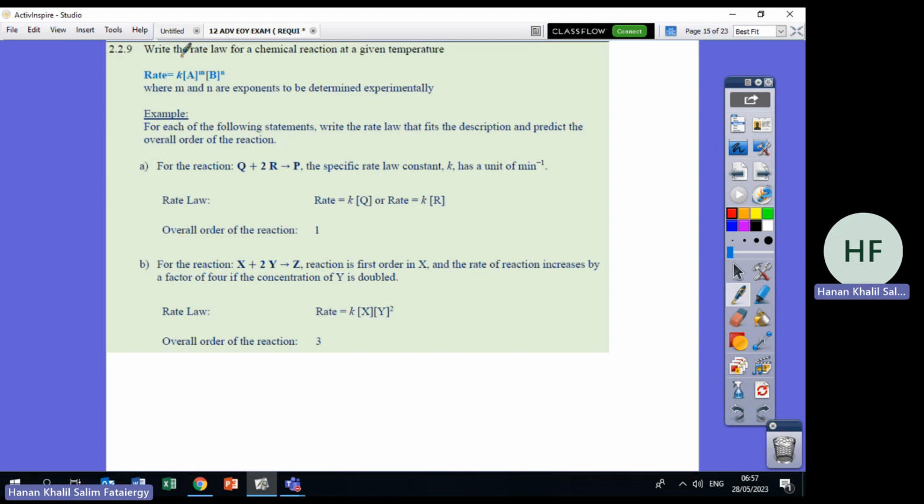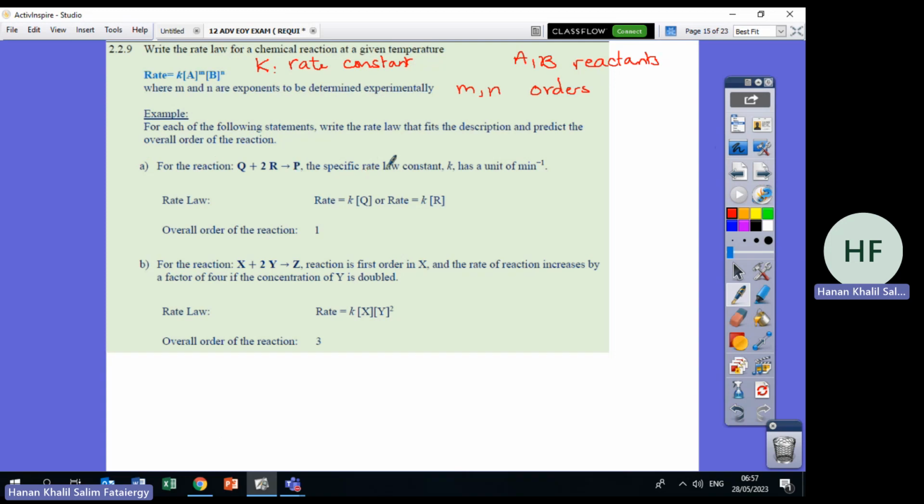Okay, now how do we write the rate law? If we have the rate equal K, A to the M, B to the N, let's identify each one of these. The K is called the rate constant. A and B are the reactants. M and N are the orders or powers. Write the rate law that fits the description and predict the overall order of the reaction.